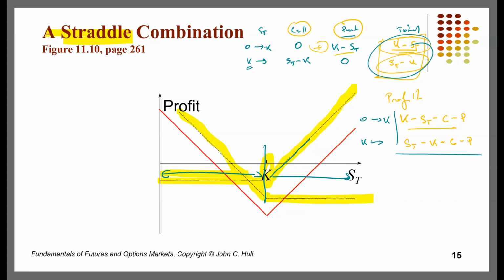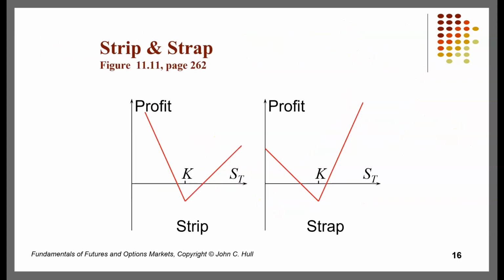Okay, now we can also have strips and straps, and these are nothing else but straddles. The difference between the two, remember a straddle is two different options, right? So the long call, long put, that's what we looked at as a straddle. And they have the same strike price, same maturity. Now with strips and straps, the idea here is that you have a better idea of the direction in which the stock price is going to move.